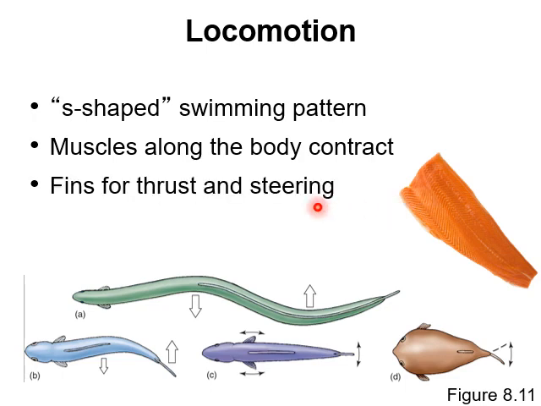And then the fins are used for thrusting. Like the tail fin on this fish, it pushes off the water and gives it some additional thrust, in addition to the thrust it gets from pushing its body off the water. And then they use their fins, the pelvic fins on the bottom, the pectoral fins on the side, fins on the top, to steer the direction that they are going.